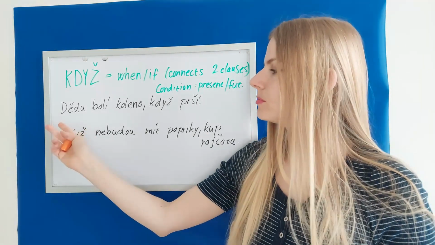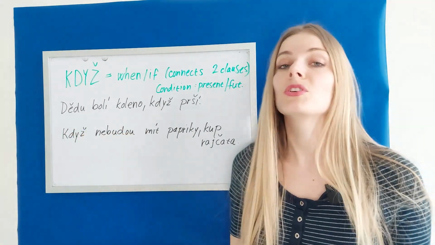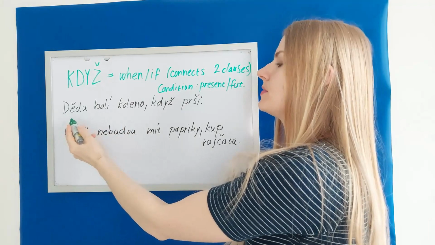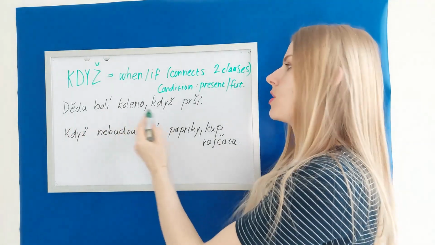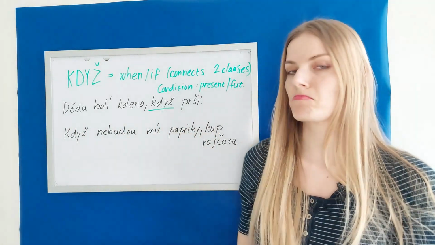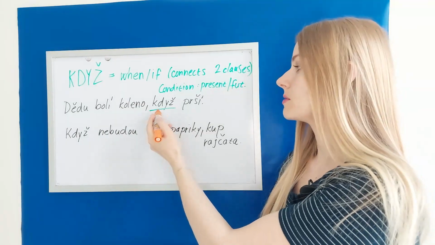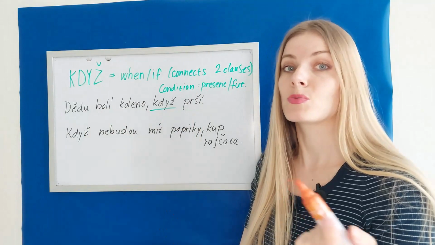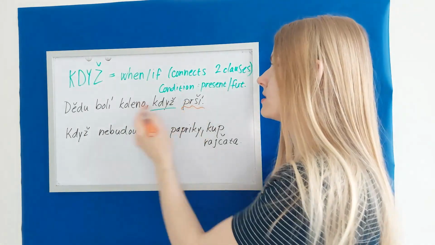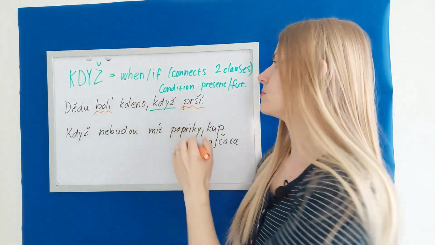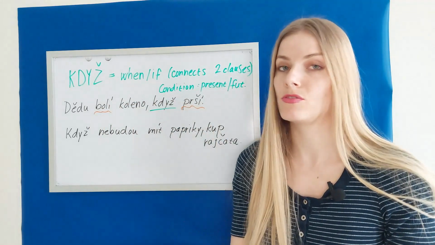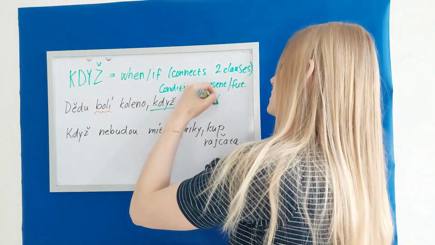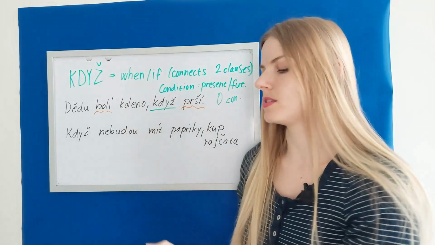Let's see this example. Dědu bolí koleno, když prší. My grandfather's knee hurts when it rains. There is a condition. Every time it rains, when it rains, his knee hurts. There is present tense. Prší, bolí. These both are in present. So this would be the zero conditional. Every time it rains, his knee hurts.